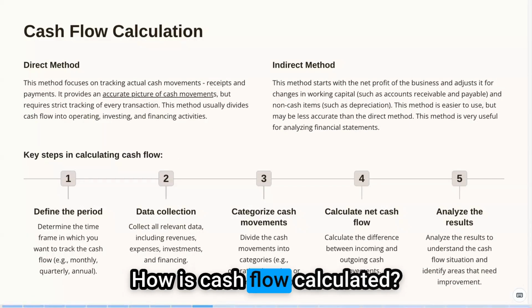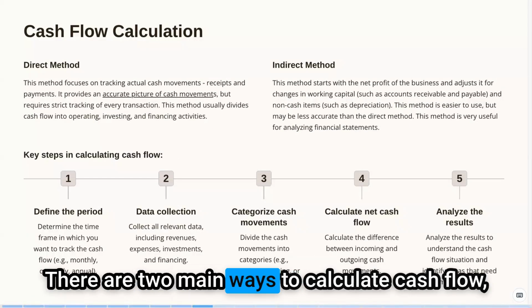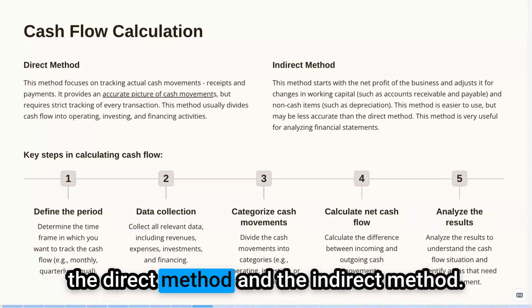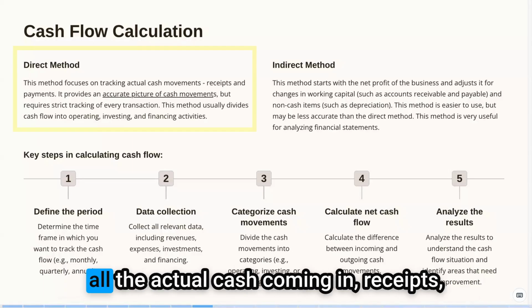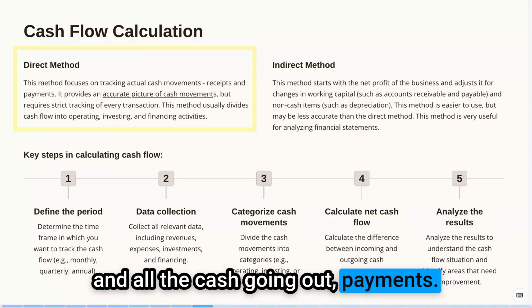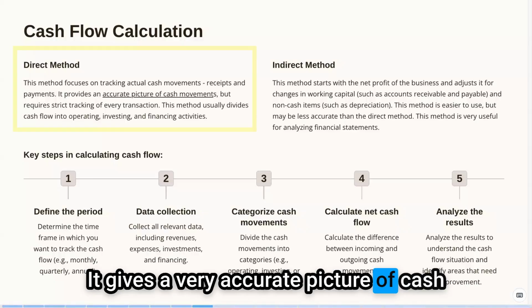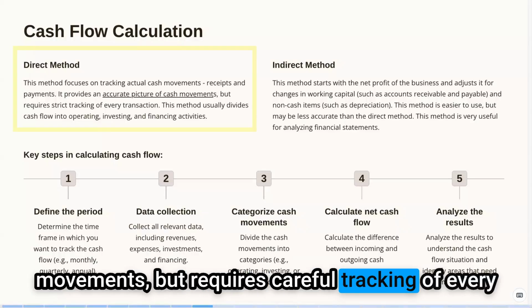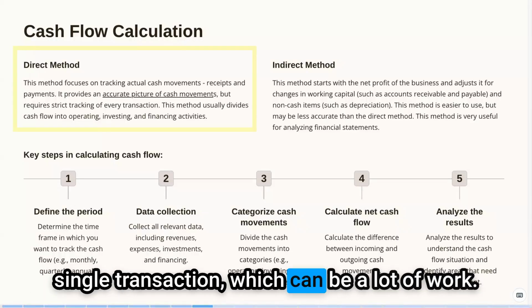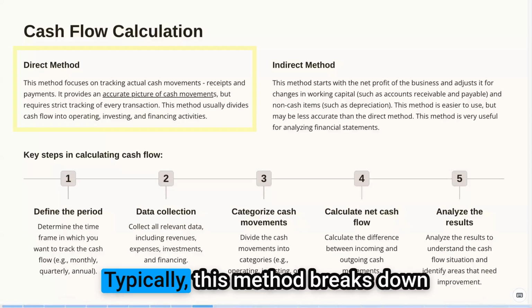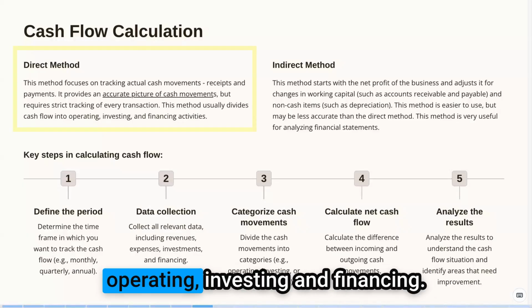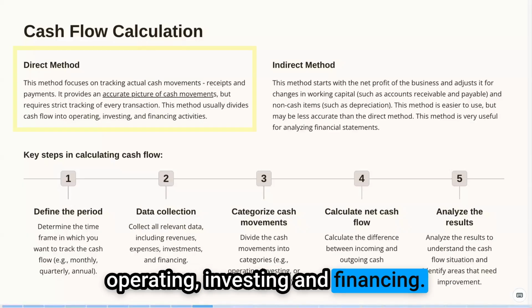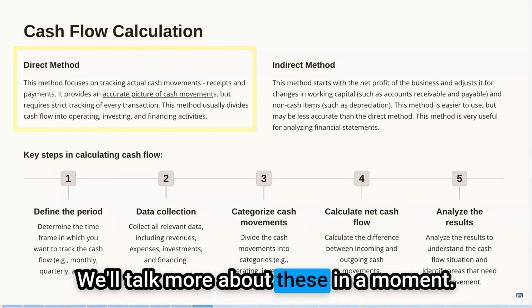How is cash flow calculated? There are two main ways to calculate cash flow, the direct method and the indirect method. Direct method: this method involves tracking all the actual cash coming in, receipts, and all the cash going out, payments. It gives a very accurate picture of cash movements, but requires careful tracking of every single transaction, which can be a lot of work. Typically, this method breaks down cash flow into three main activities: operating, investing, and financing. We'll talk more about these in a moment.